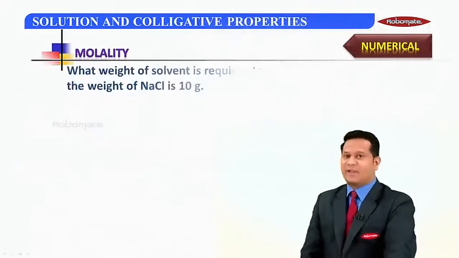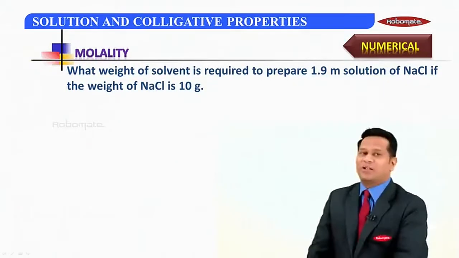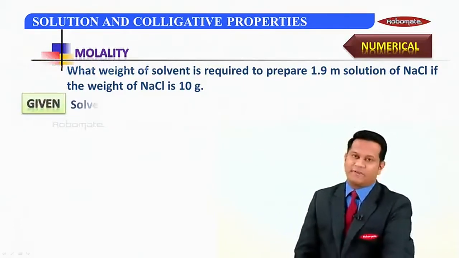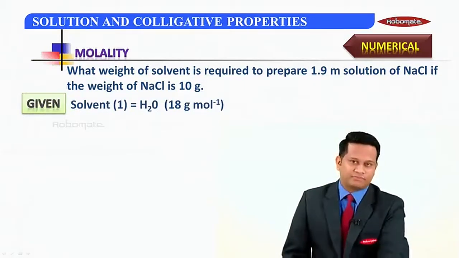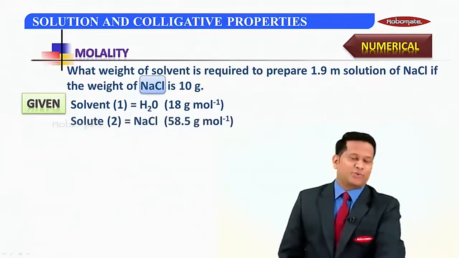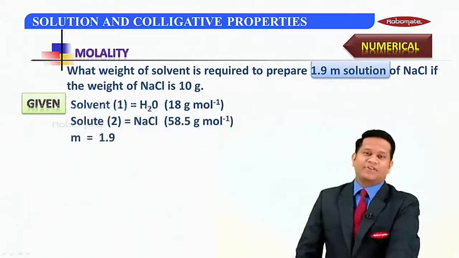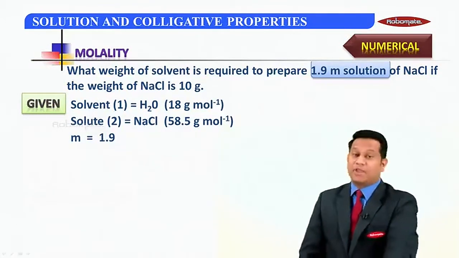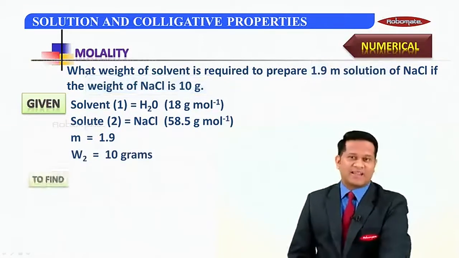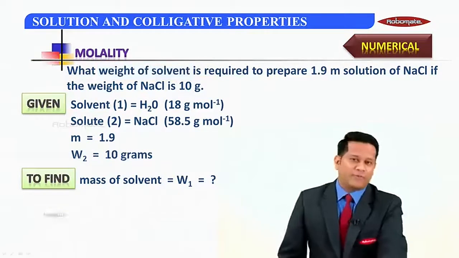Let's have a look at the second numerical. What weight of solvent is required to prepare a 1.9 molal solution of NaCl if the weight of NaCl is 10 grams? Given the solvent is water by default if it is not specified. The solute is NaCl, whose molar mass is 58.5 gram mole inverse. Let's extract the data. Molality of the solution is given as 1.9. Weight of NaCl, that is the solute, is given as 10 grams. And what exactly are they asking is the weight of solvent, that is W1 is equal to question mark. And what formula are we supposed to use?